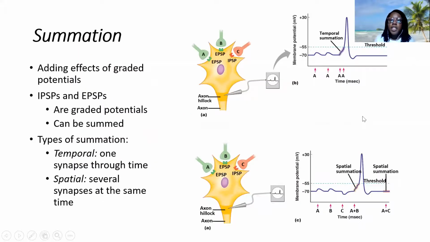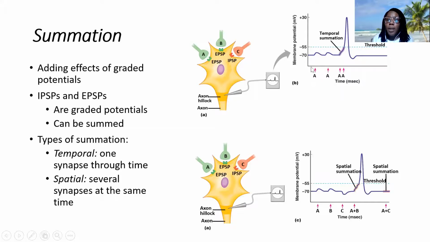And then there's the idea of summation, again, something we talked about. We can add up different graded potentials if they're close enough in time or space. Temporal summation is if they're happening at slightly different times, but the same exact spot, okay? And so here we can see we've got EPSPs and IPSPs, and temporal summation means that they happen at slightly different time periods. When we look at the graph here, we see that we're only looking at synapse A, right? Temporal summation only takes one spot into account, the same space, different time.